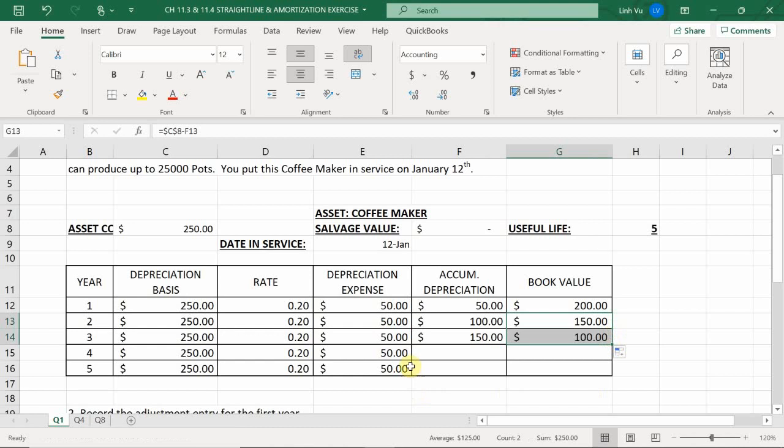And then again, you're going to add another 50 to make this 200, remaining only $50 left. And then of course, by adding the last 50, you get your accumulated depreciation at the end of year 5 to be 250. So again, 250 minus 250, you are down to 0, which is equal to your salvage value. If you do this on Excel, you'll finish this a lot quicker.